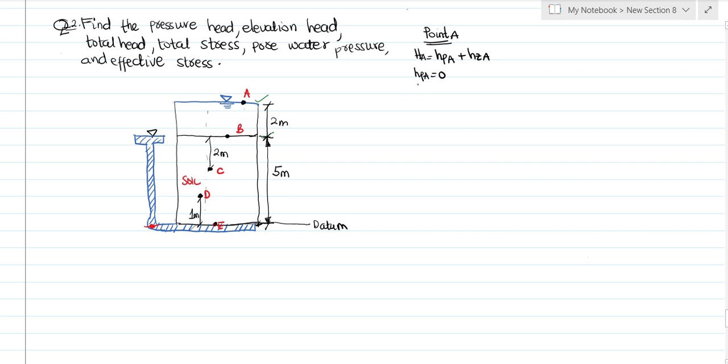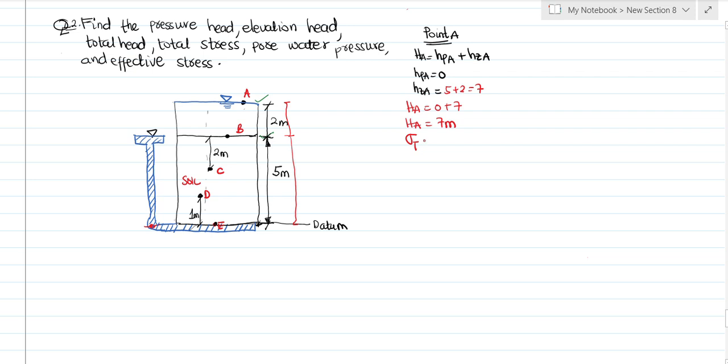The elevation head at A is equal to, let me change the color, from here to here is 5, then from here to here is 2, right? So we are going to get 5 plus 2, which is 7. And so the total head at A is 0 plus 7, so the total head at A is 7 meters.